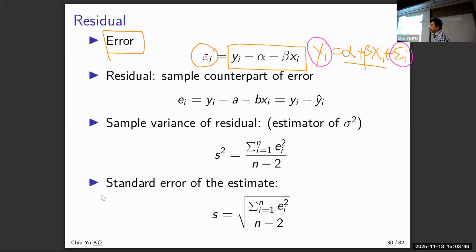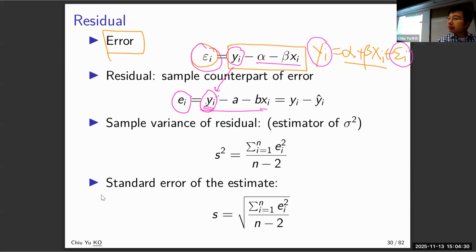So let's make sure that you understand what the model is. X is not a random variable. Epsilon, the error, is a random variable, but that means that Y is also a random variable. Because this part is fixed, these two are random variables. Now, since this is a random variable, the data you observe here is what we call the residual.